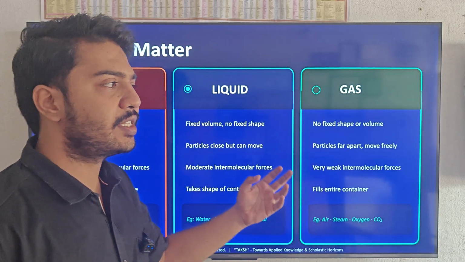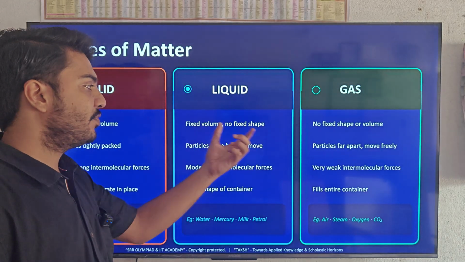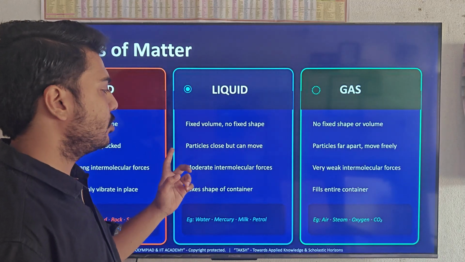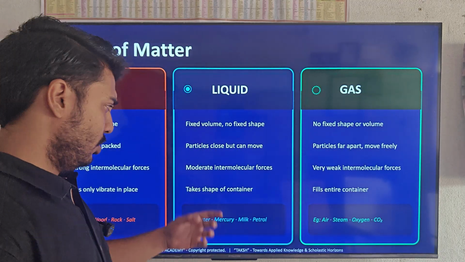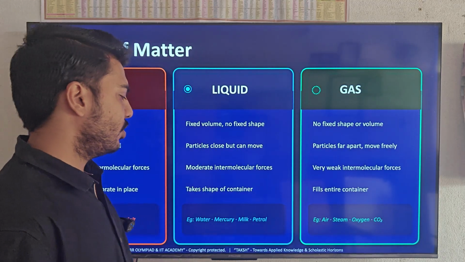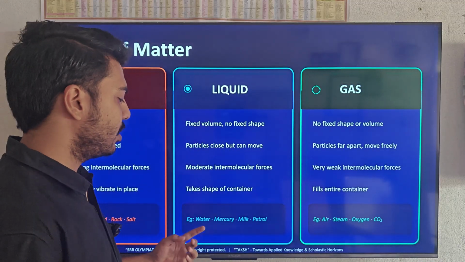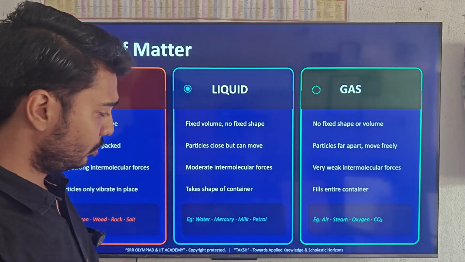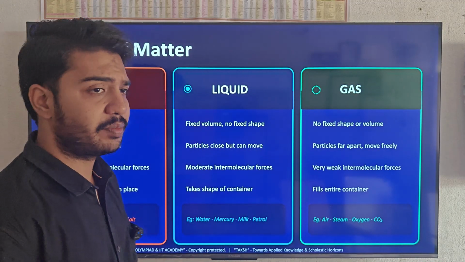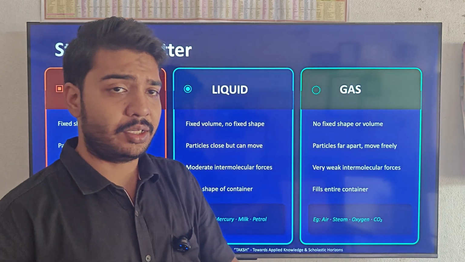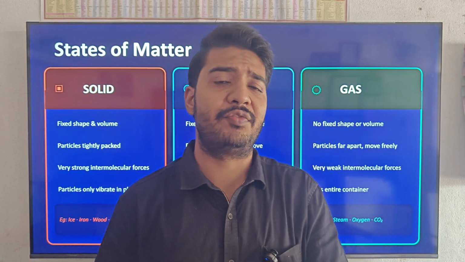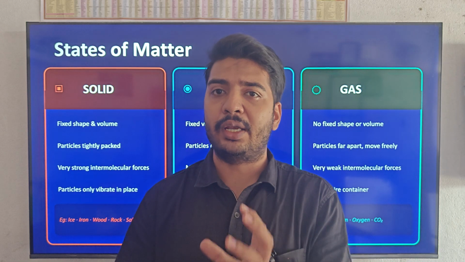When we go to the second part, that is liquid, it has fixed volume, no fixed shape, and particles are close but can move. Moderate intermolecular forces, and it takes the shape of its container. Examples: water, mercury, milk, and petrol. Mercury is a specific thing: it is the only metal which exists in liquid form at room temperature.